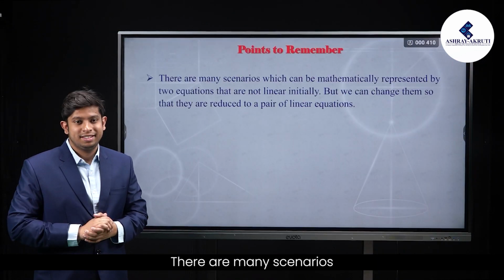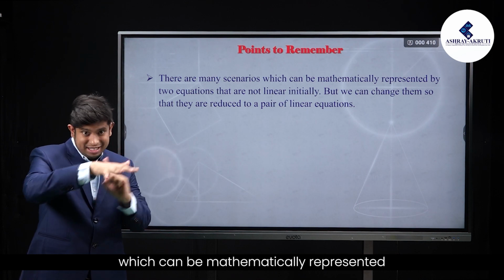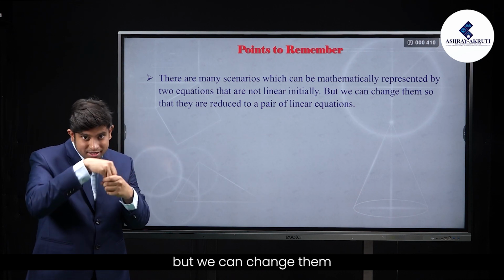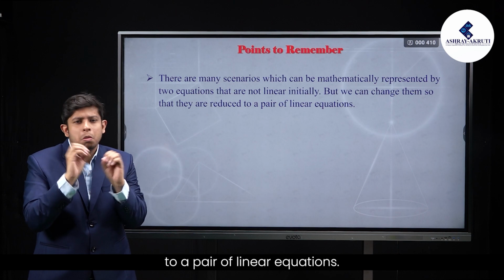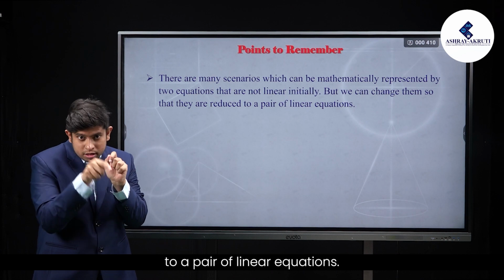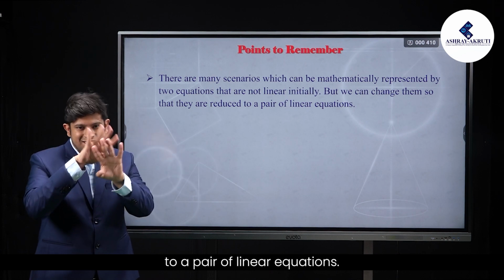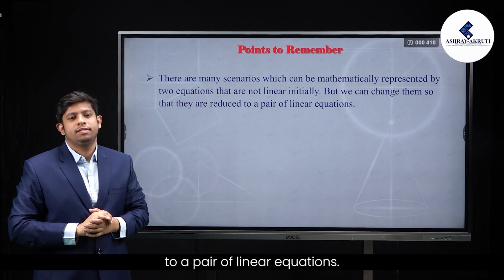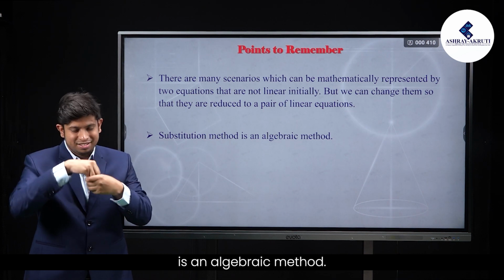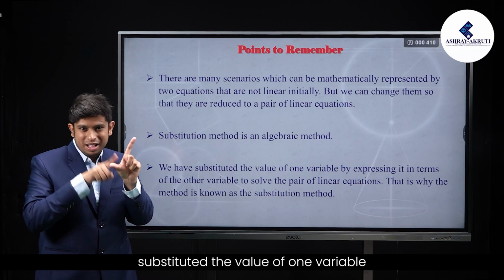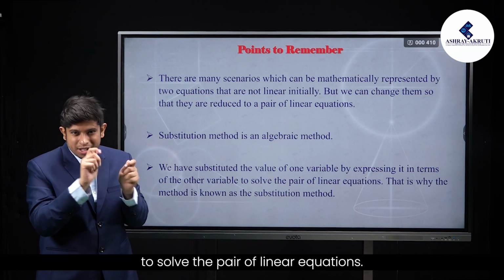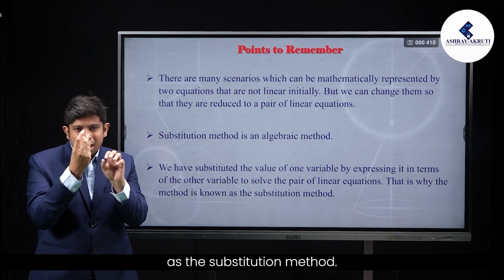Points to remember. There are many scenarios which can be mathematically represented by two equations that are not linear initially. But we can change them so that they are reduced to a pair of linear equations. The substitution method is an algebraic method. We substitute the value of one variable by expressing it in terms of the other variable to solve the pair of linear equations. That is why the method is known as the substitution method.